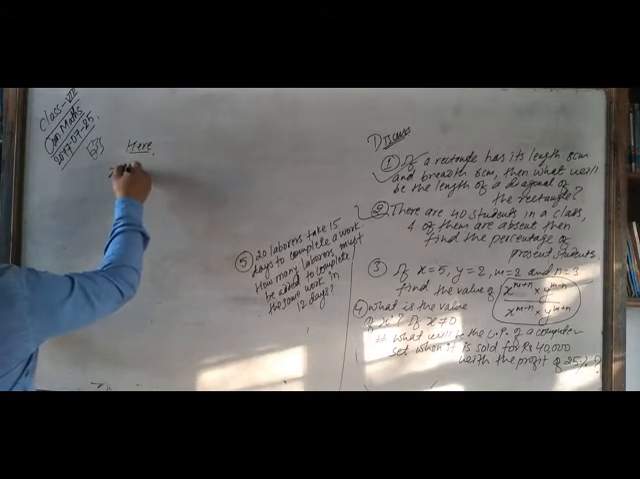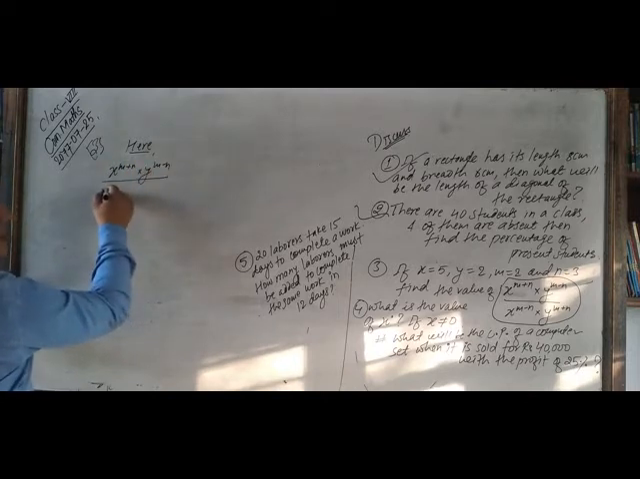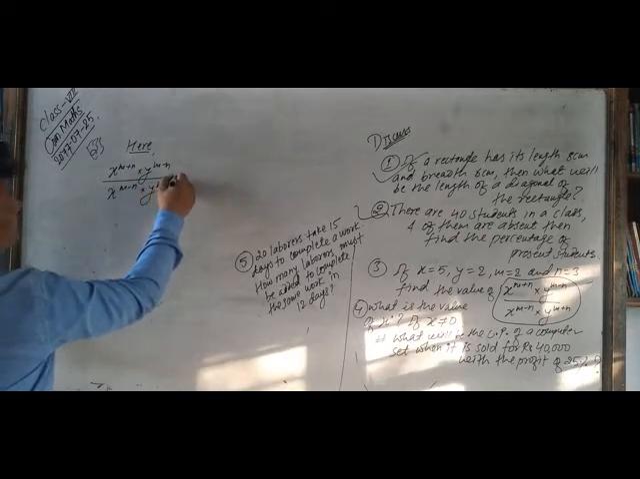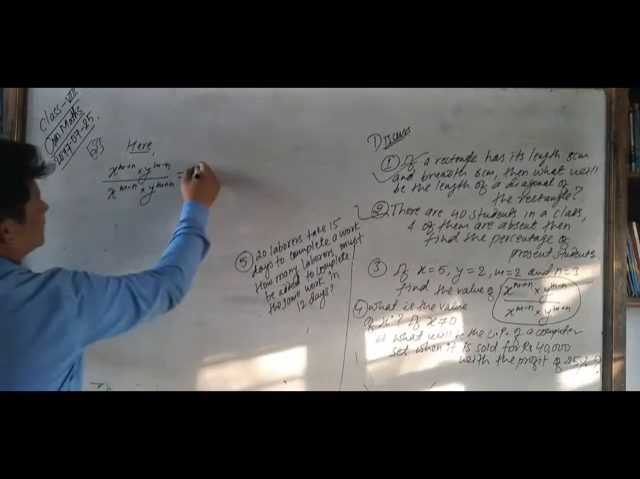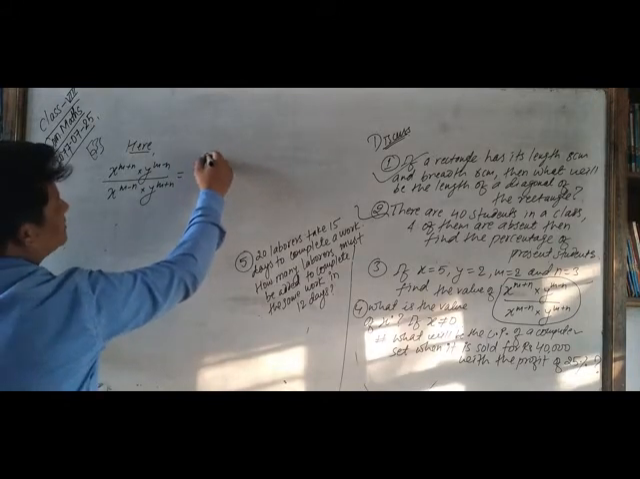x to the power m plus n times y to the power m minus n, whole divided by x to the power m minus n times y to the power m plus n. The value of x is given 5, and m is 2, n is 3, so m plus n is 2 plus 3.